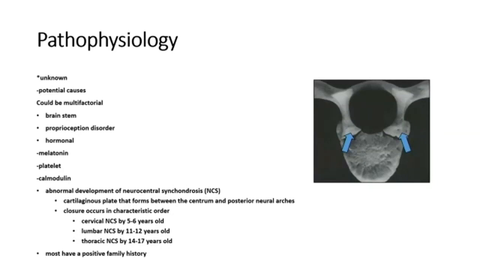And also the abnormal development of the neurocentral synchondrosis, which is this area, a cartilaginous plate that forms between the centrum and the posterior arch. And it closes in the cervical area at around 6 years, 12 years for the lumbar, and 14 to 17 years in the thoracic spine. And any abnormal development around this area can cause this scoliosis. And in most cases, there is a positive family history.